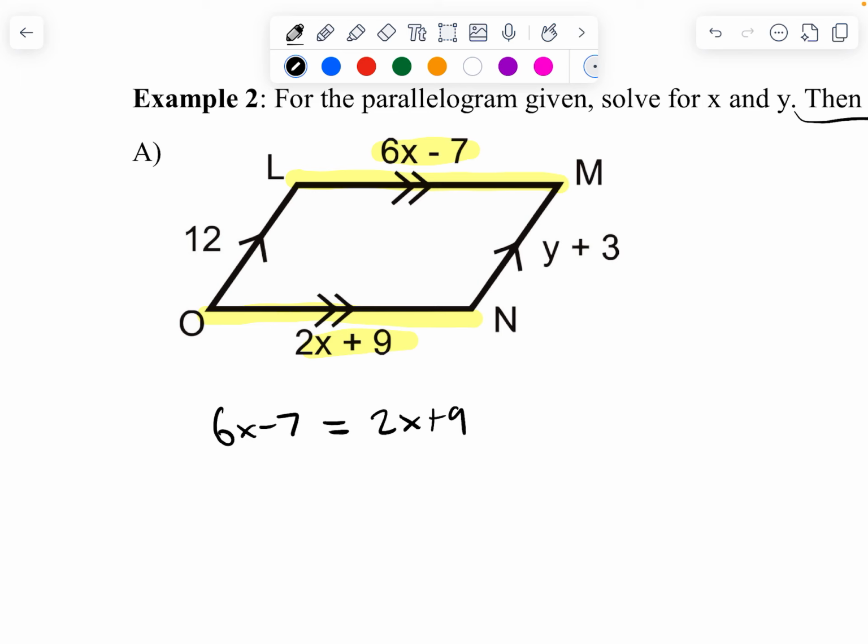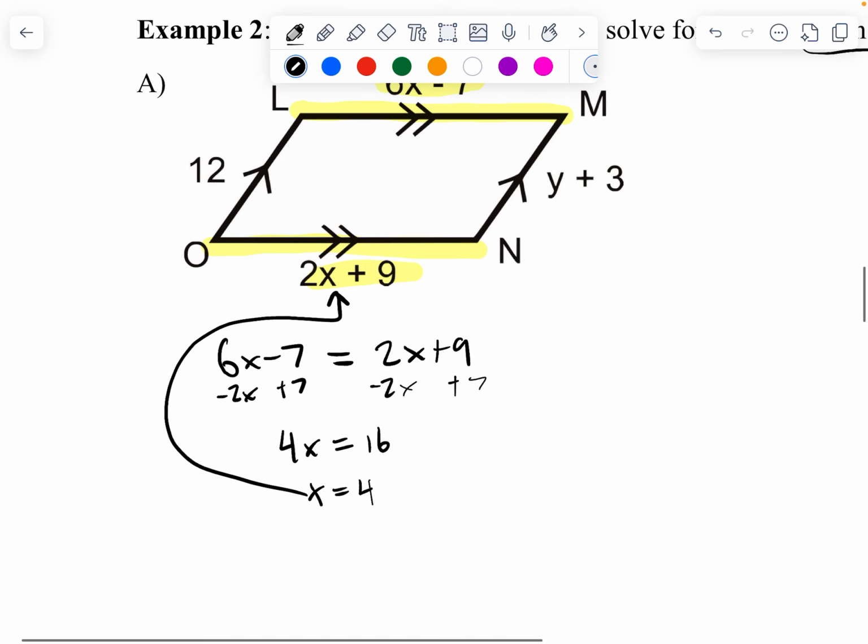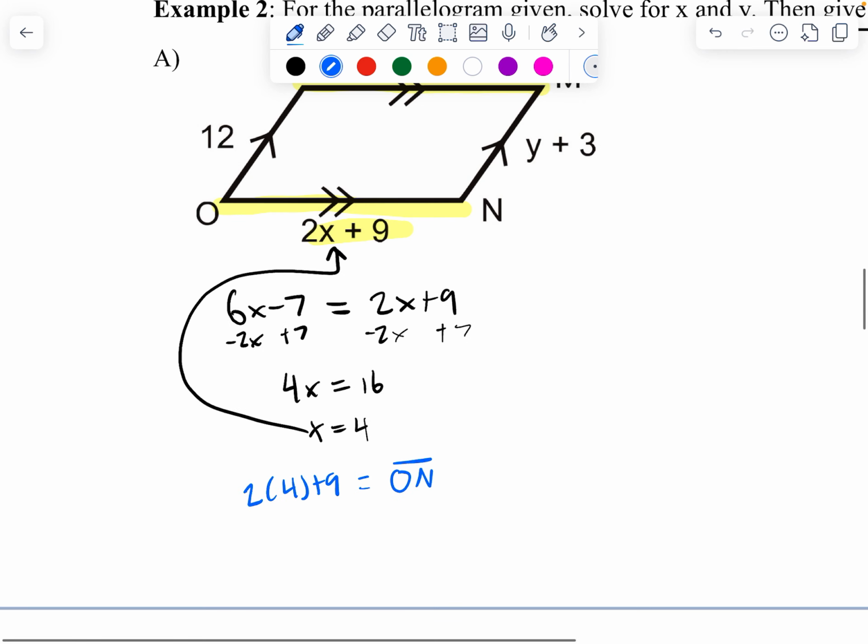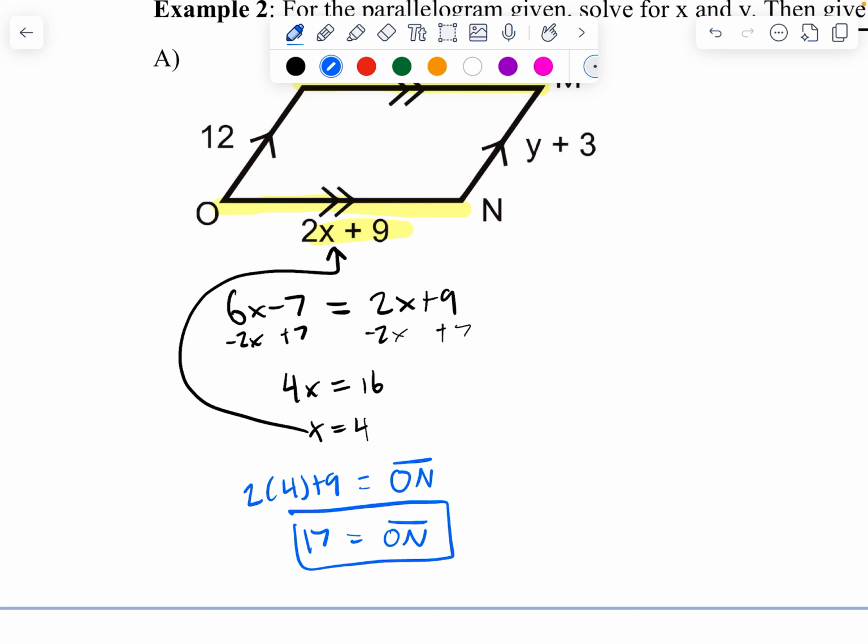So just get your x's to one side. We're going to subtract 2x and add 7. So we get 4x equals 16. Divide by 4, x equals 4. Now, if I want to know the length of segment O to N, we know x is 4. Literally plug 4 in. And then you find that 2 times 4 plus 9 is going to be my length of ON. Right? 2 times 4 is 8, plus 9, 17. That means the length of segment ON is 17, knowing that x is 4.